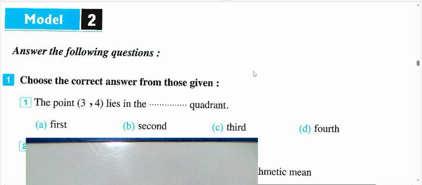Group 3. Today we'll solve from the Mu'asir book, model number 2. These questions are from your students' book, okay? First question, choose the correct answer from those given. The point (3, 1) lies in the what?